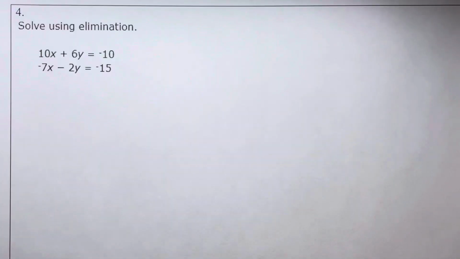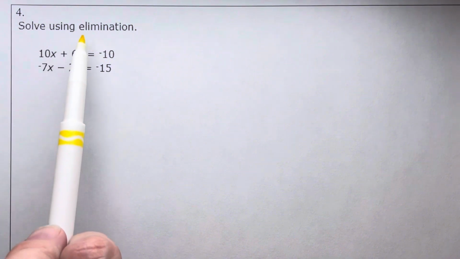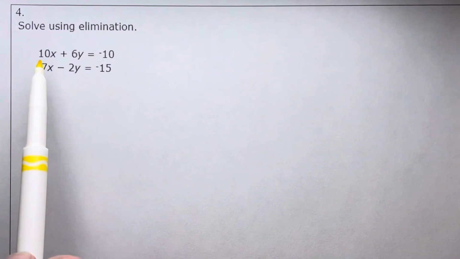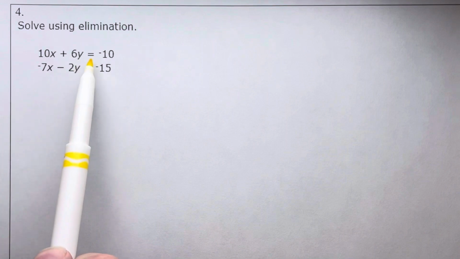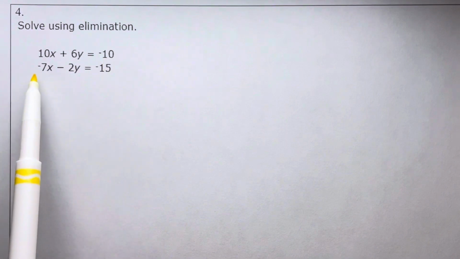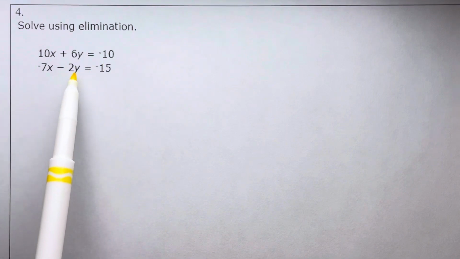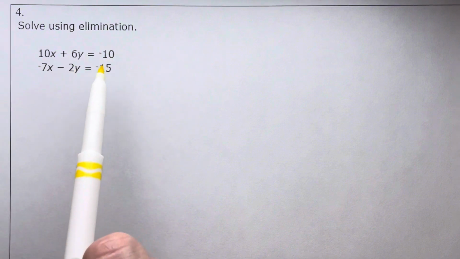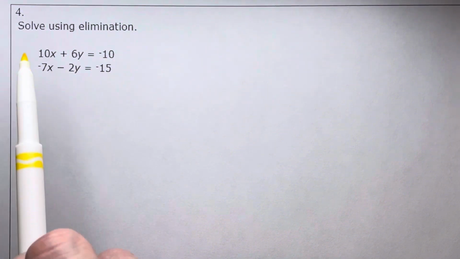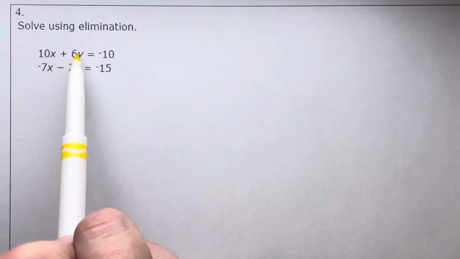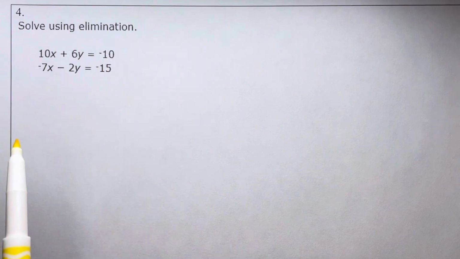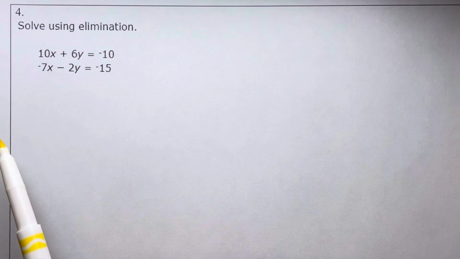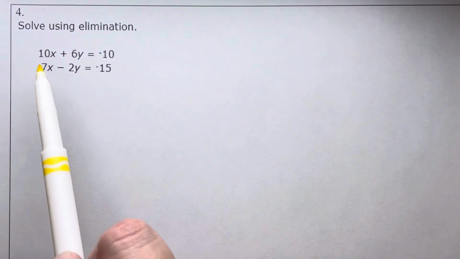Example 4. We're going to solve the given system by using elimination, where 10x plus 6y equals negative 10 and negative 7x minus 2y equals negative 15. We see quickly that our two equations are both in standard form, which is really helpful. They are ax plus by equals c. Great. So now we need to look at what's going on with the numbers for our variables.